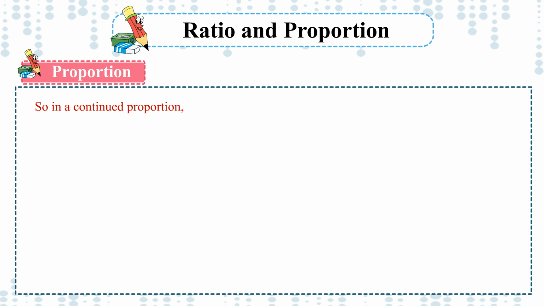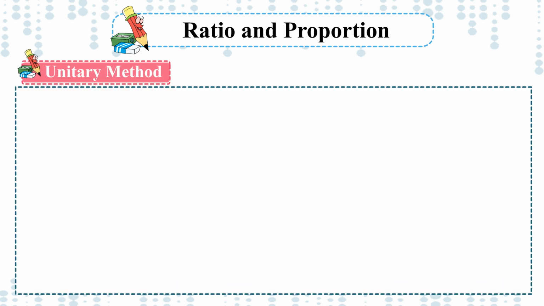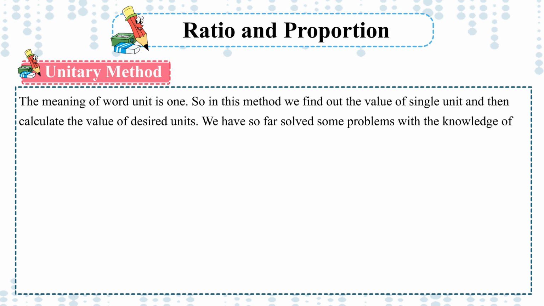So in a continued proportion, the second term is equal to the third term. B. y is called the mean proportion. C. The fourth term z is called the third proportion. Unitary method. The meaning of the word unit is 1. So in this method, we find out the value of a single unit and then calculate the value of the desired units.